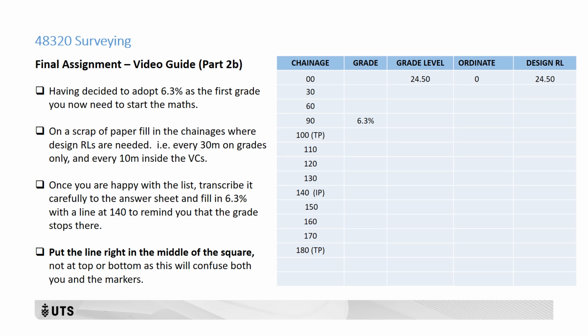Get these numbers right, then put them onto your answer sheet. Write in the 6.3% somewhere down along midway through that line, and put a line on your sheet at 140 to remind you that that's where the grade stops. Put that line right in the middle of the square. Don't put it on the line above or below 140, then you're not sure whether it's at 130 or 140. You'll get yourself and the markers confused. So put that line right in the middle of the box on the 140 line.